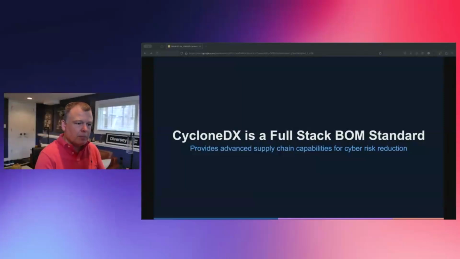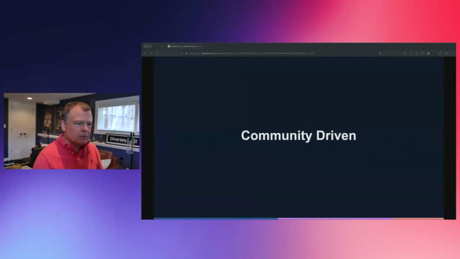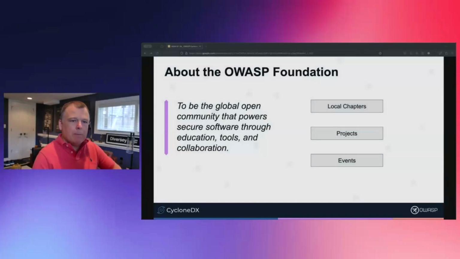CycloneDX, first and foremost, is a full stack bill of materials standard. It was primarily designed for cybersecurity use cases. It is community driven. What community exactly is that, though? Well, it's primarily the OWASP community.